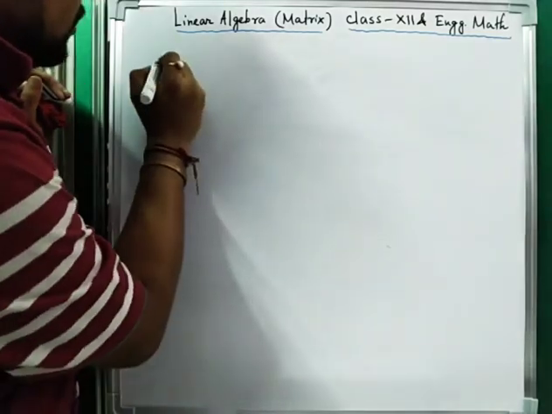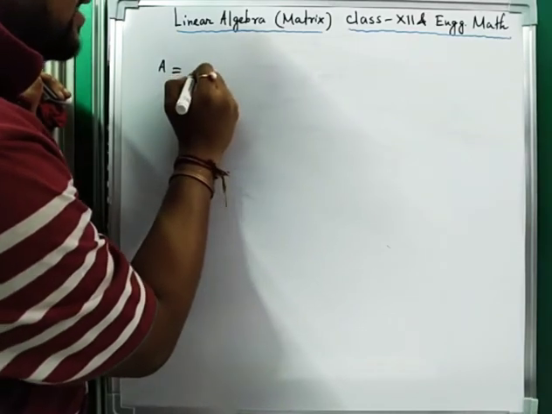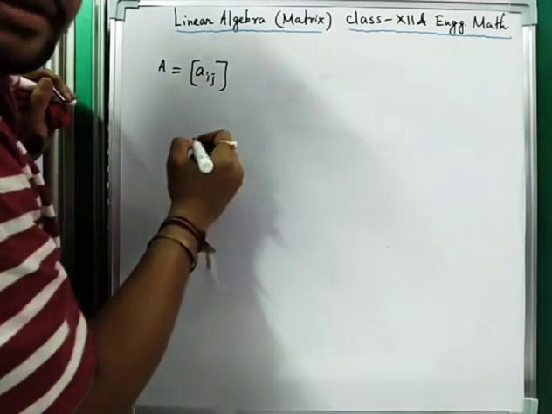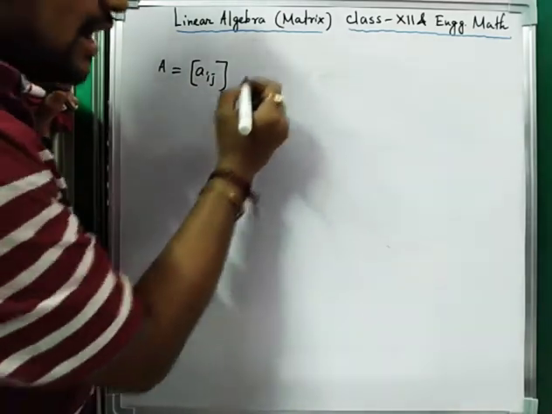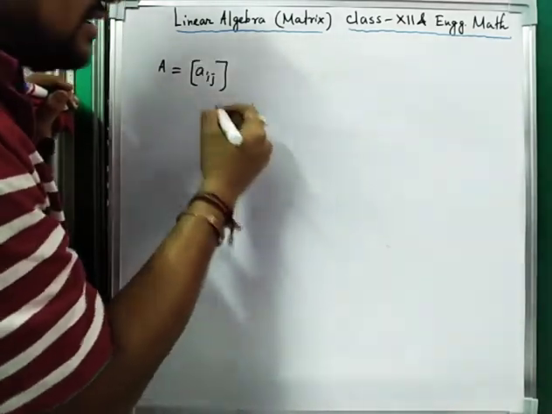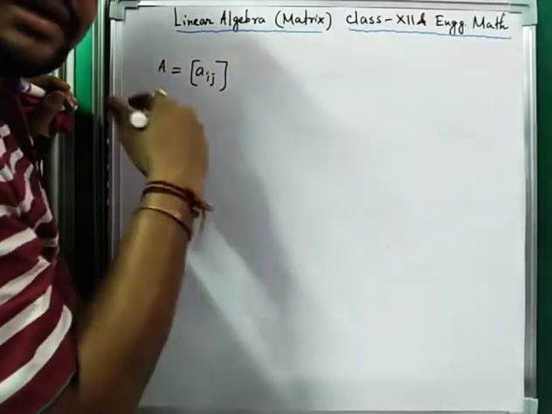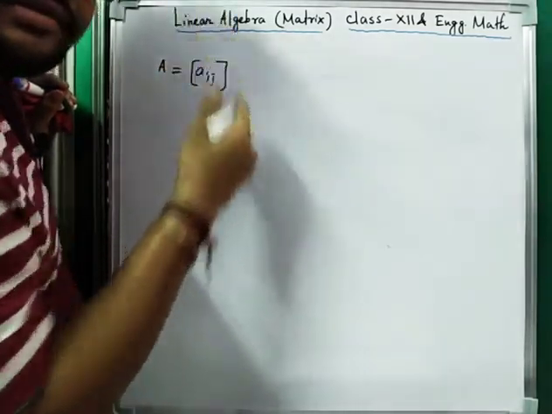Okay, so first of all, suppose a matrix A can be written as like this: A ij, like this. What is this i and j? i is the position. You can say i and j is the position. i denotes the position row wise and j is column wise.